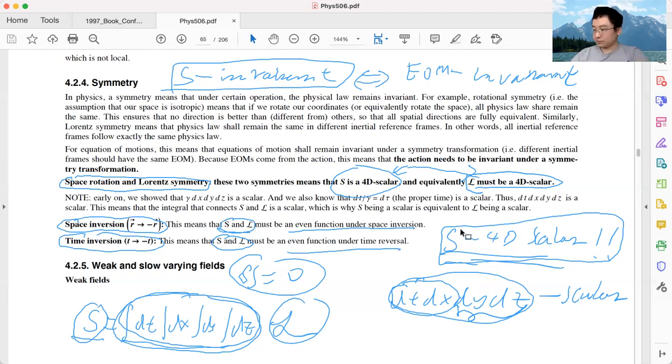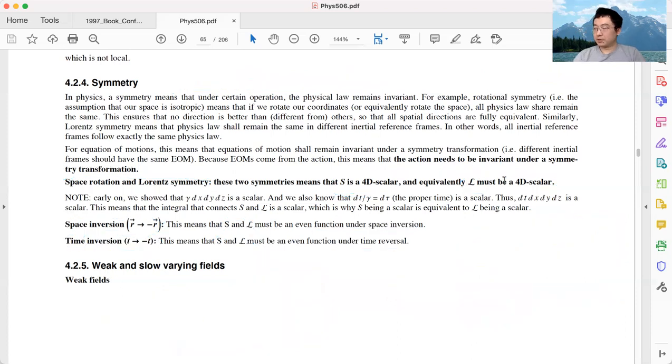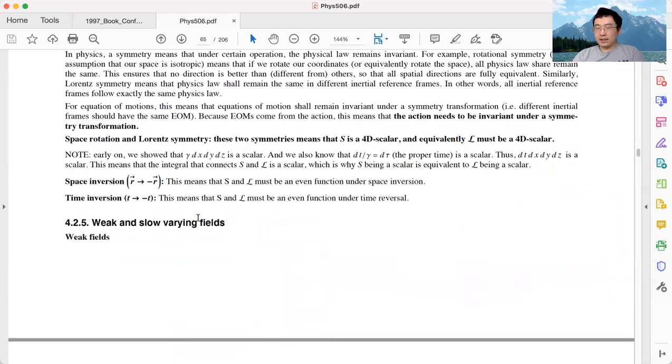Let me, okay, here, these notes. Okay, and the last point.